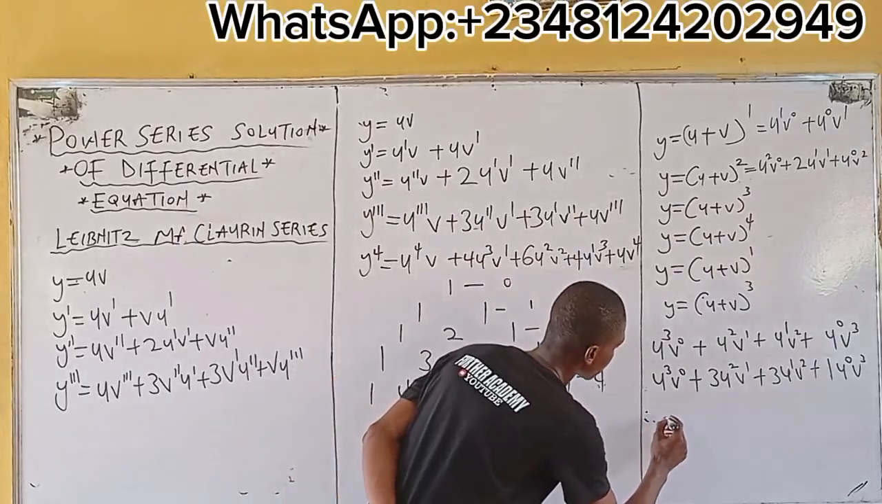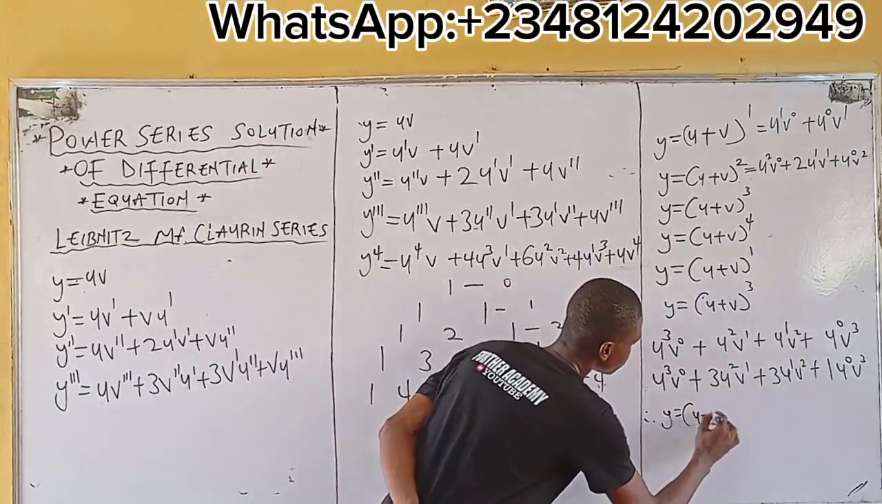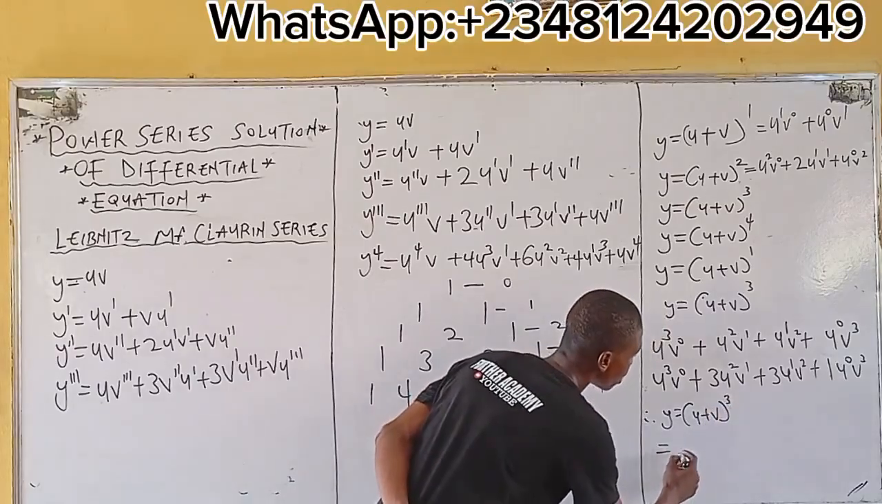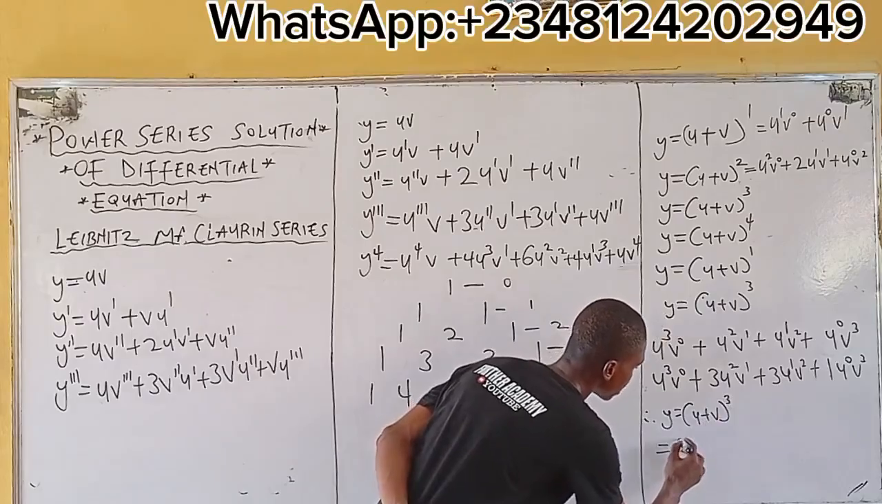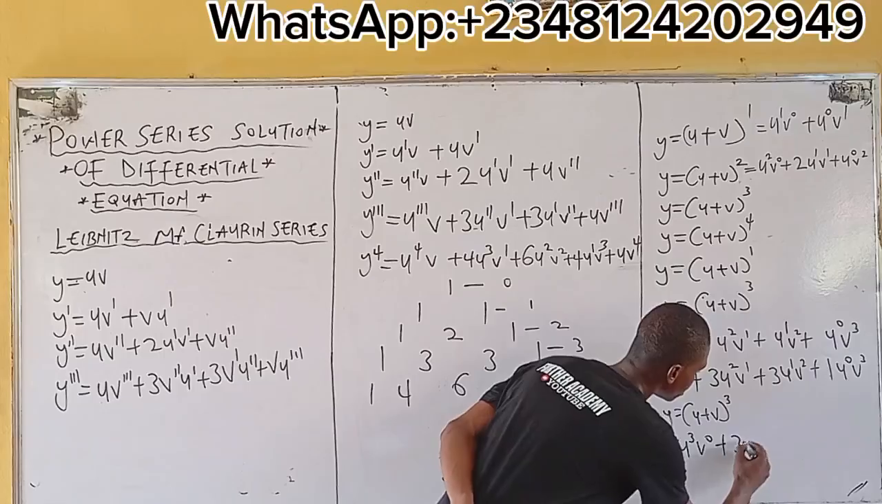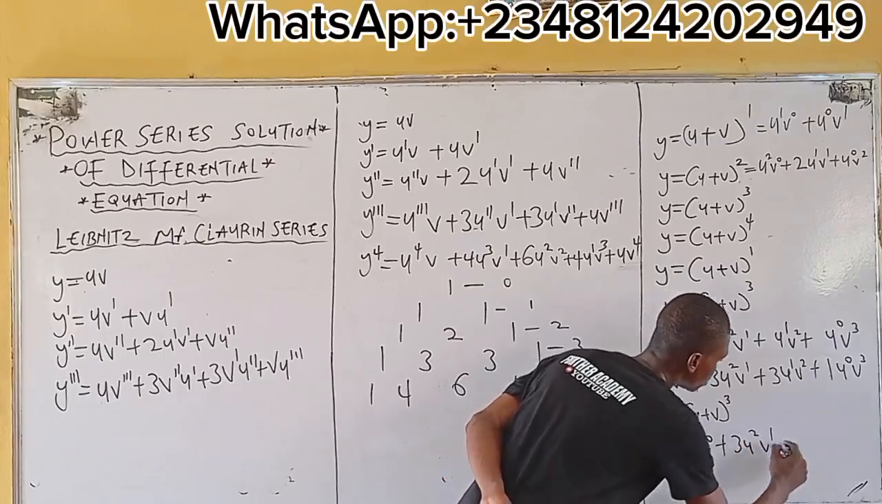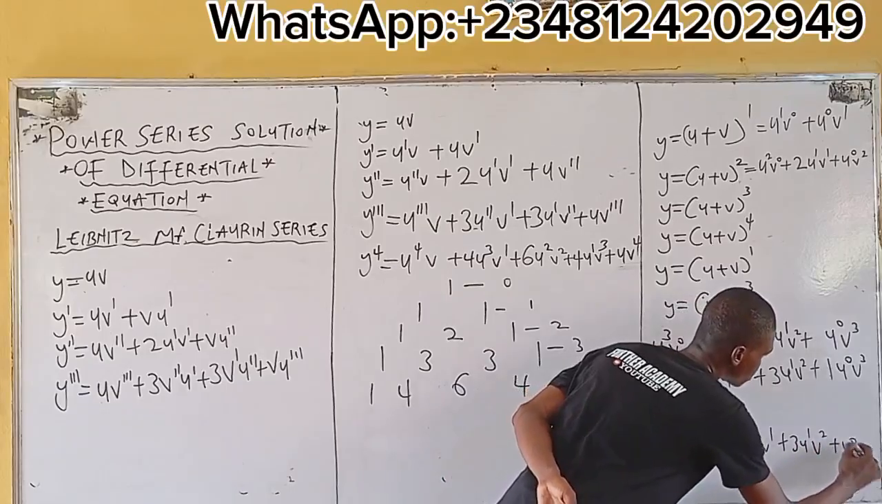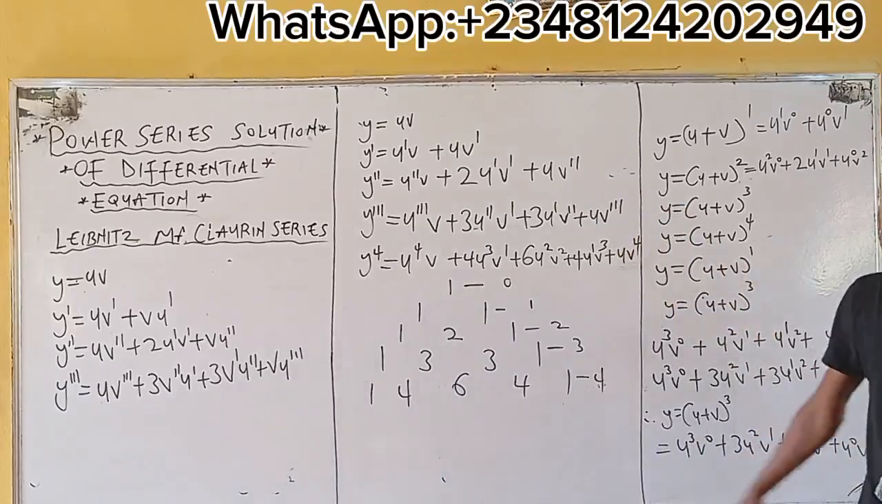Therefore, when y is equal to u raised to the power of 1 plus v raised to the power of 3, I got the binomial expansion as u raised to the power of 3 v raised to the power of 0 plus 3u squared v raised to the power of 1 plus 3u raised to the power of 1 v squared plus u raised to the power of 0 v cubed. From here, we are going to stop.